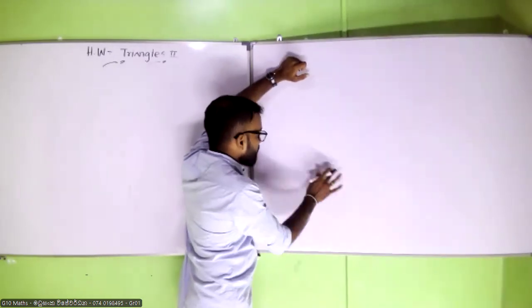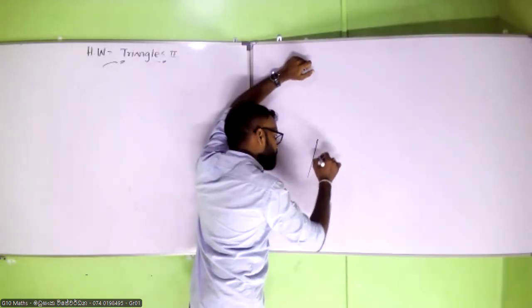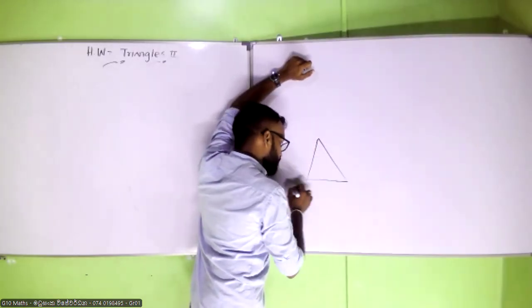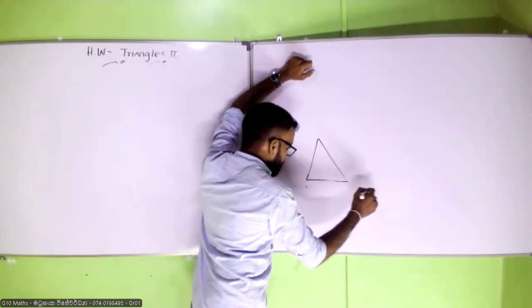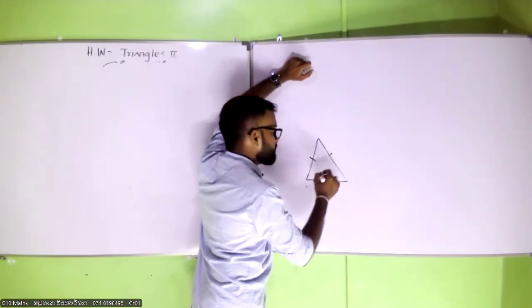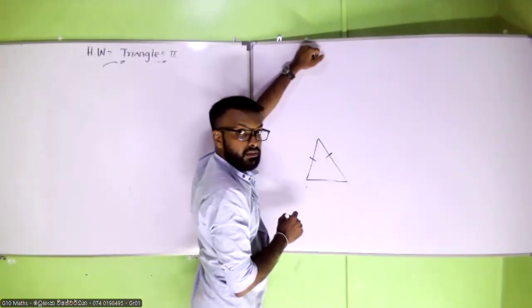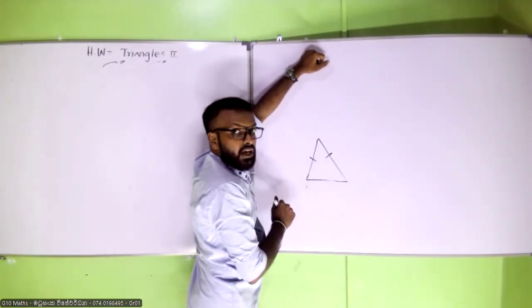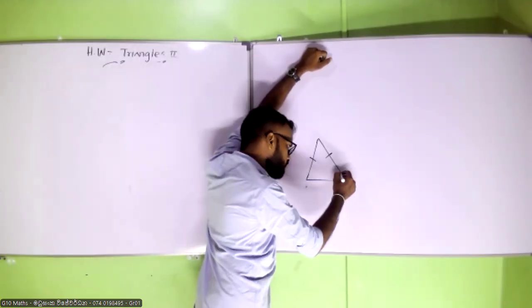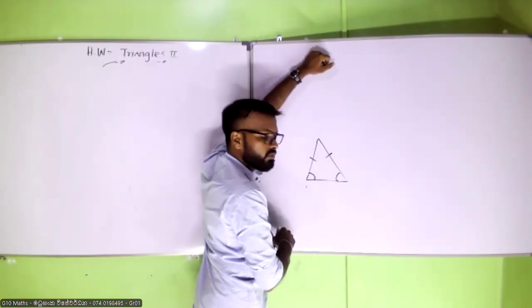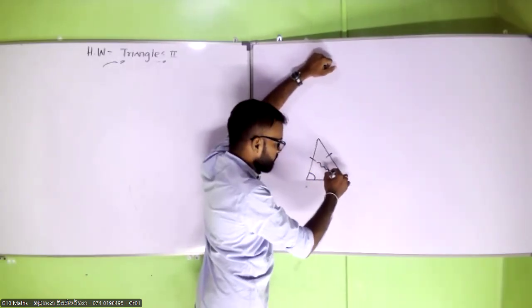So last week we discussed something like this. There is an isosceles triangle like this. This side equals this. Correct? If these two sides are equal, the opposite angles are also equal in magnitude. That is the thing.